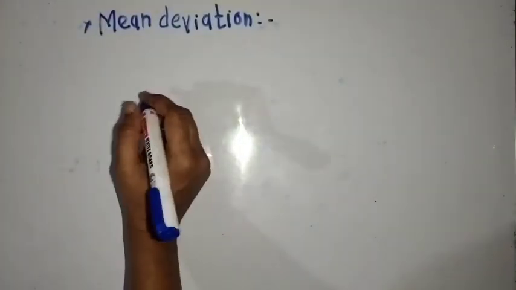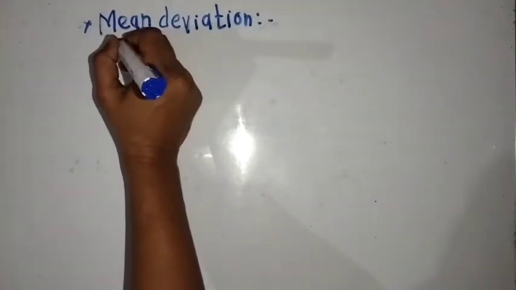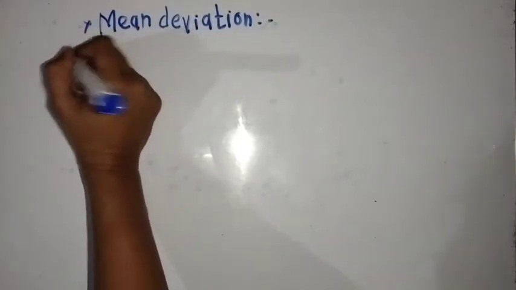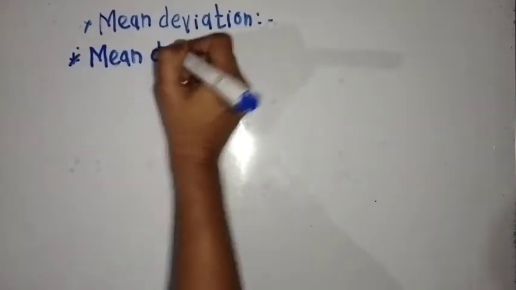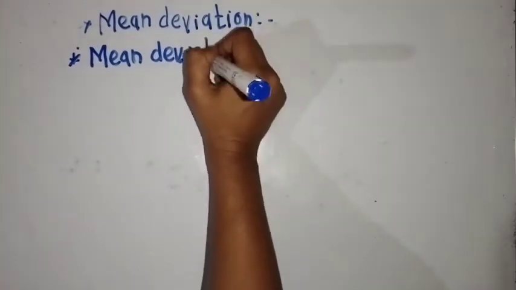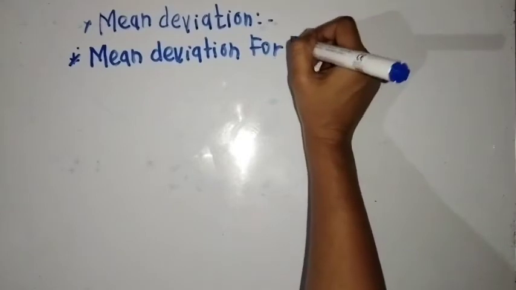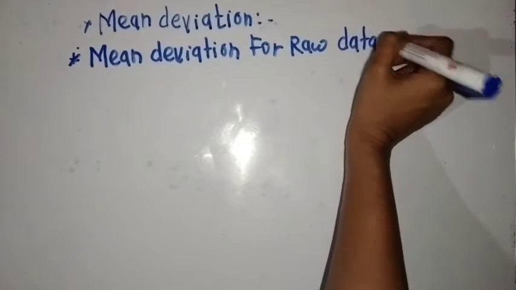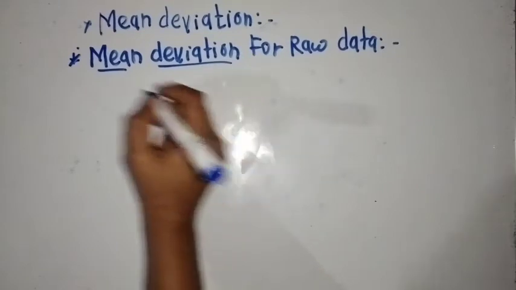Mean deviation. So first is mean deviation for raw data. Mean deviation for raw data.